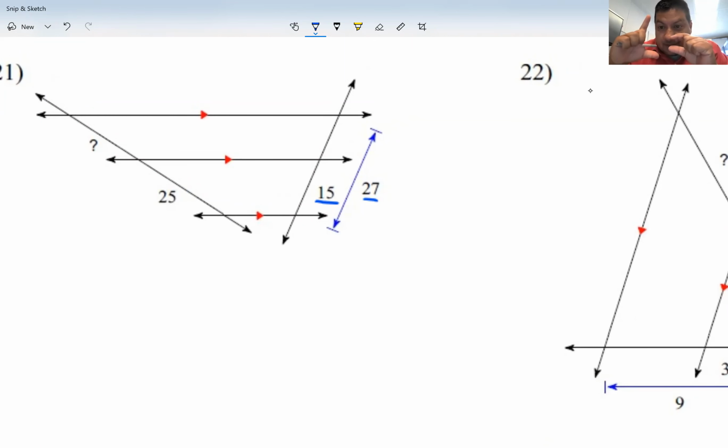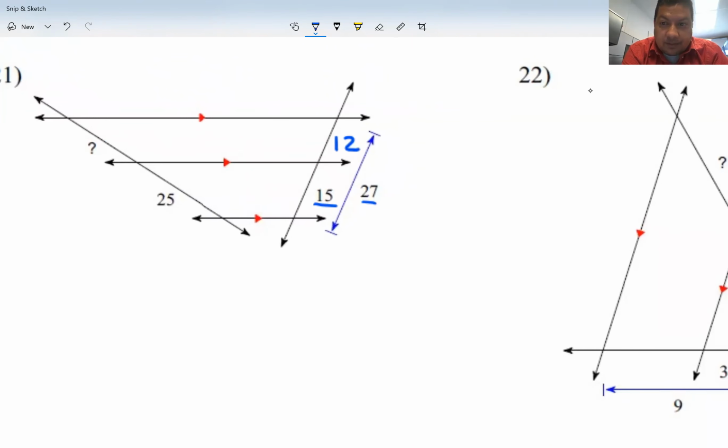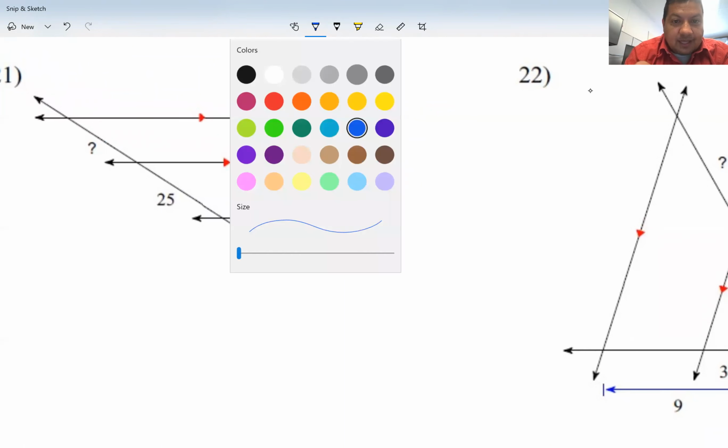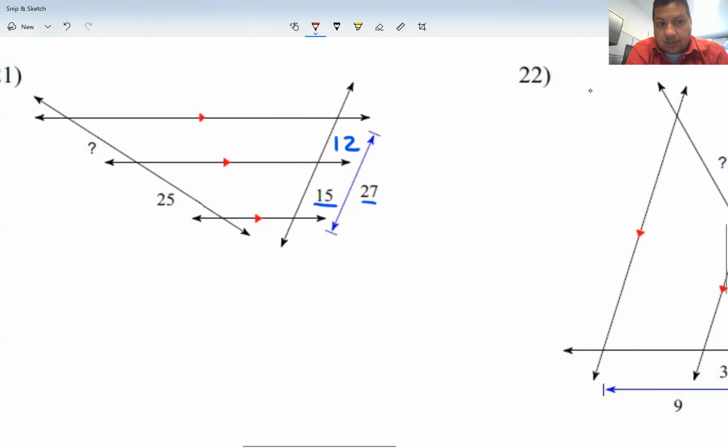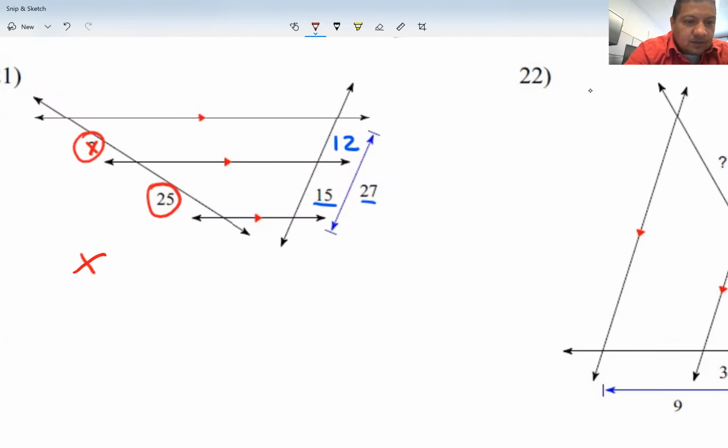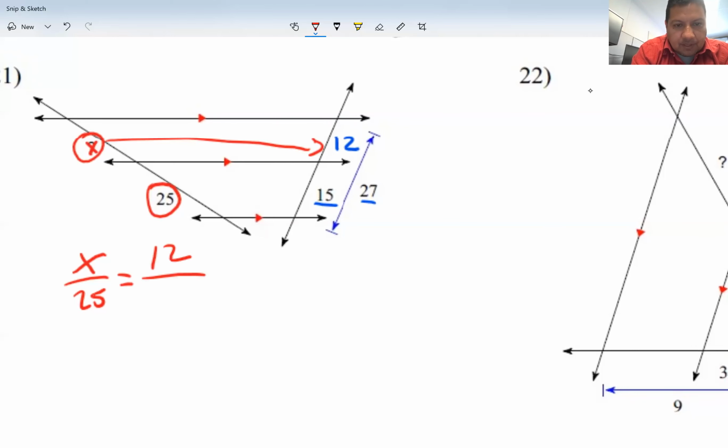15 is a small piece. 27 is the big part. So I'm going to say this other piece is 12. I subtracted my 2 numbers. 27 minus 15 gave me 12. All right. Now looking at the side that has the question mark, let me replace that with x. And I notice that I have x and 25. So I'm going to make a fraction. X over 25 equals, I see that x goes with 12, and 25 is corresponding to 15.